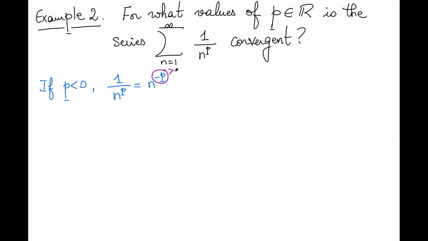This is a positive thing. And as such, this converges to plus infinity as n goes to plus infinity, correct? So this number goes to plus infinity as n goes to plus infinity. So what can you say then? What can you say about the series 1 over n^p?